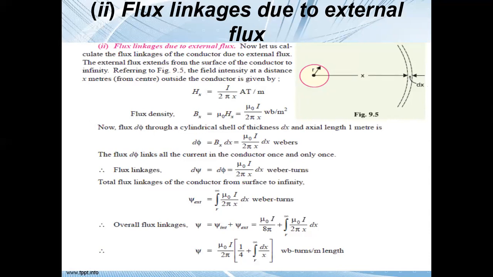So first of all, we have to calculate the magnetic field intensity, which is denoted by Hx. So Hx equal to, we know, the total current by the perimeter. If you remember, in the last class we discussed that the magnetic field intensity is calculated as Hx equal to total current by the perimeter. The perimeter in this case is 2 pi x.